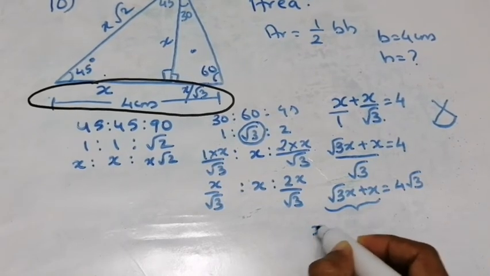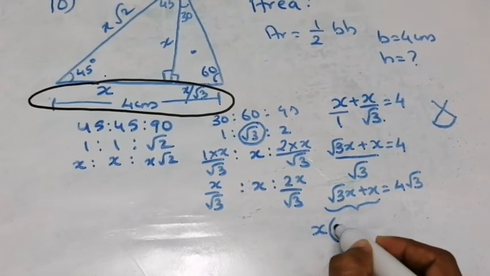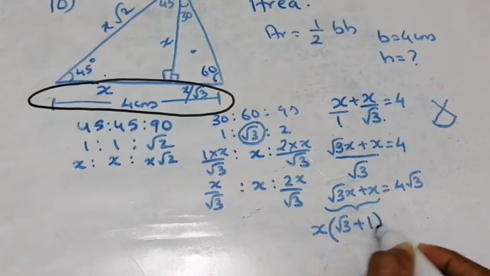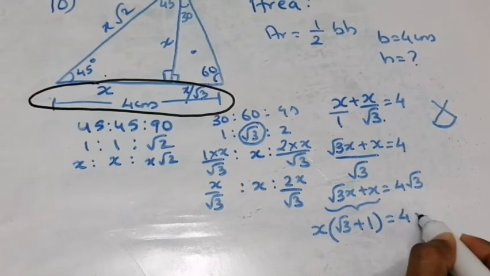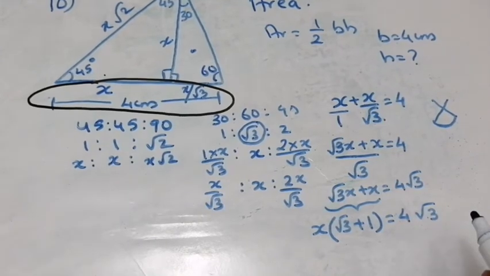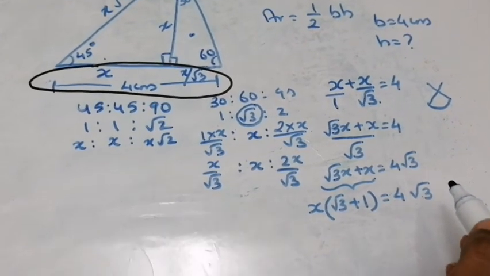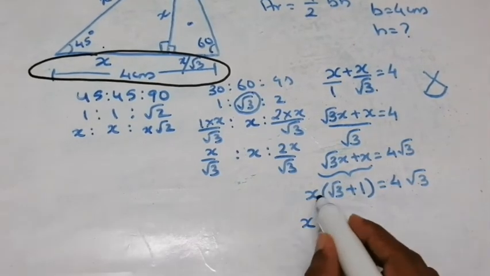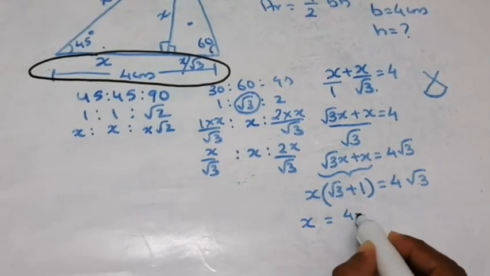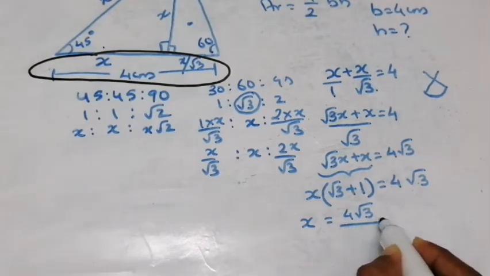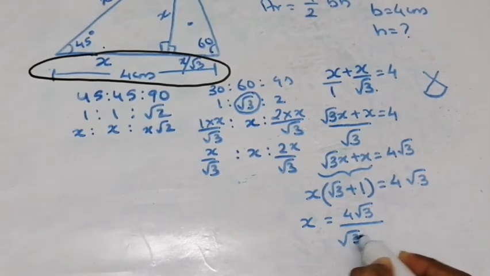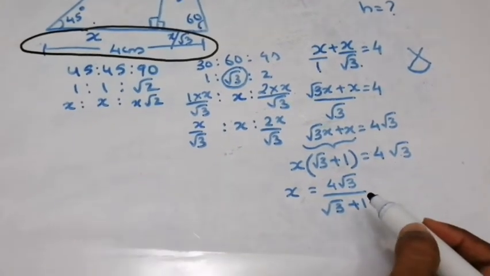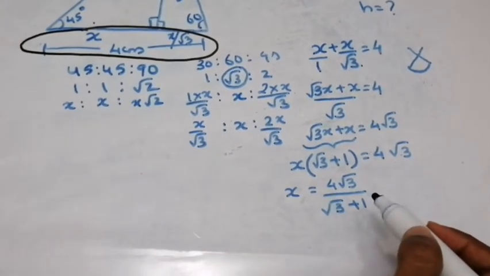x is common. I am taking x outside. Then what is remaining here? Root 3 is remaining here. If nothing is there, it means there is actually 1. So x into root 3 plus 1 is equal to 4 root 3. Now we have to find the value of x, so you can write it in the denominator. Now you can see that it is 4 root 3 divided by root 3 plus 1.